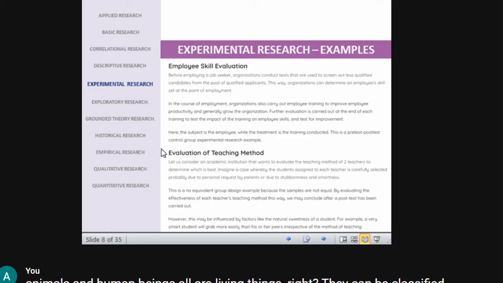So this is an example, evaluation of teaching methods and employee skill evaluation. Whenever you join a software company or something, they will give you orientation, right? They will give you training. First, they won't directly put you in the position. They will give you training. So you have to pass the training, then only you will be posted in a department.